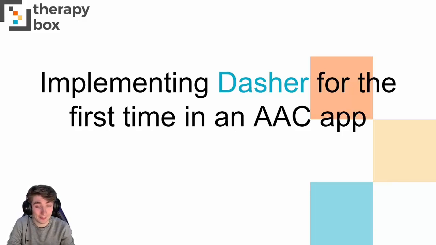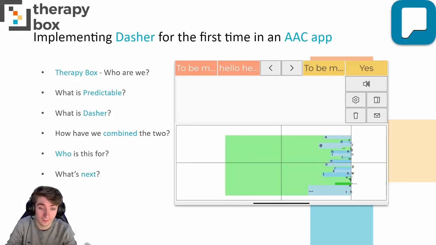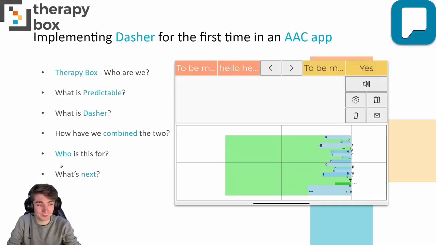The AAC app which we've used to implement Dasher is our text-to-speech app Predictable, and I'll tell you some more details about that as well. To start with though, I'll give you a brief overview of TherapyBox. I'll tell you who we are and what we do before diving into those Predictable details. Then I'll show you Dasher itself and you can see how it works, before a quick video demonstration of how we've integrated it within Predictable. Then I'll talk a little bit about who Dasher is for and how it's useful, before finishing off with what's in store for the future of the project.